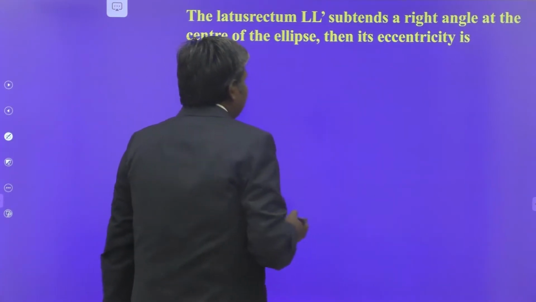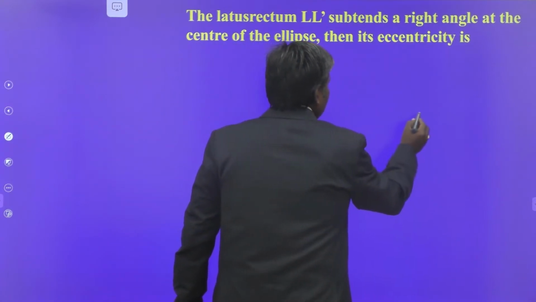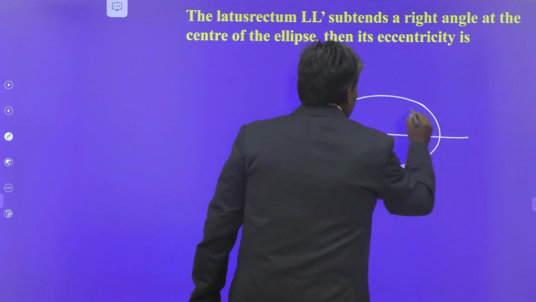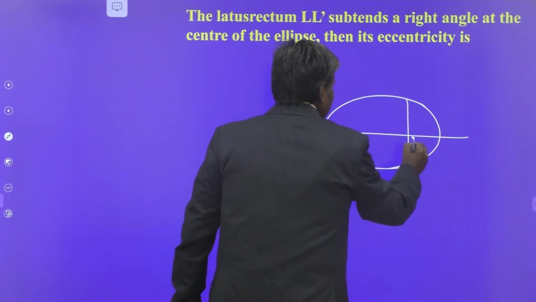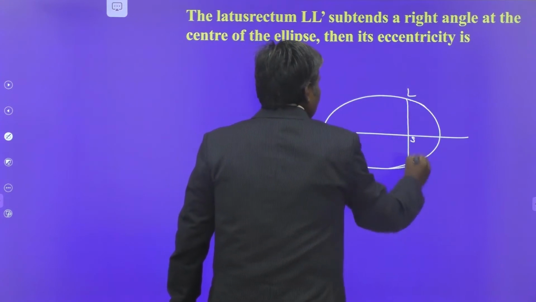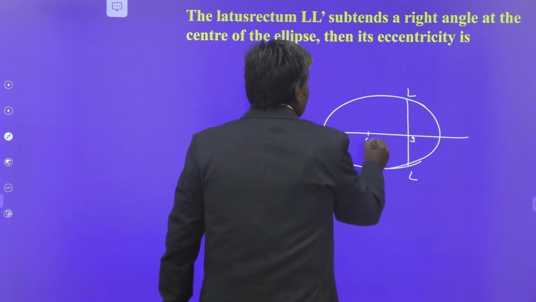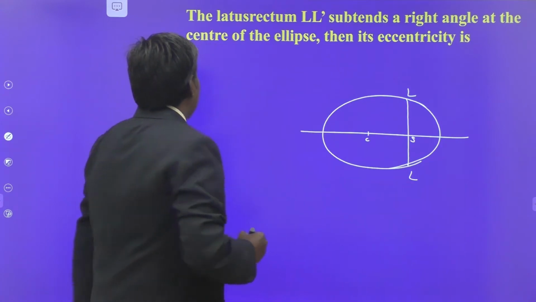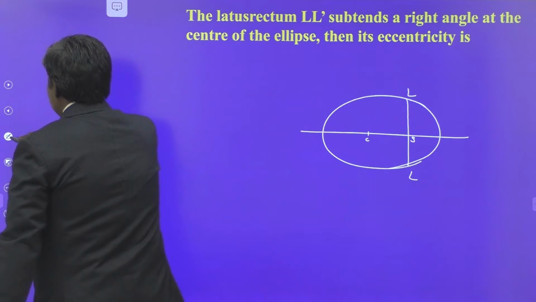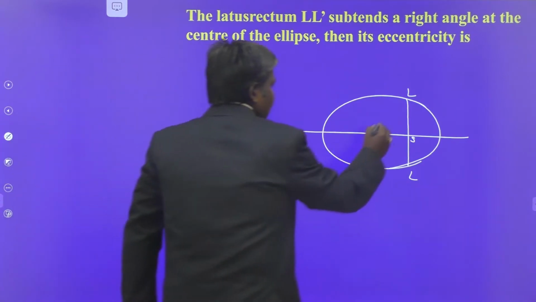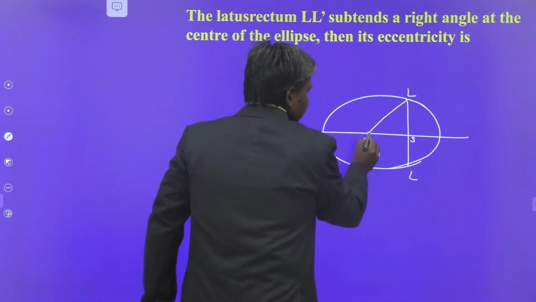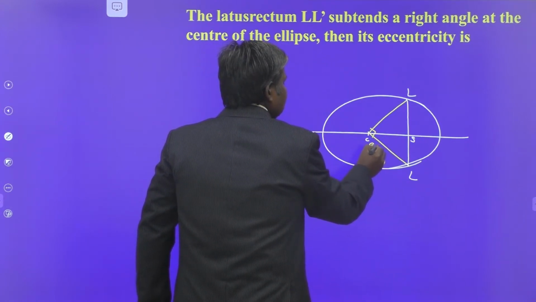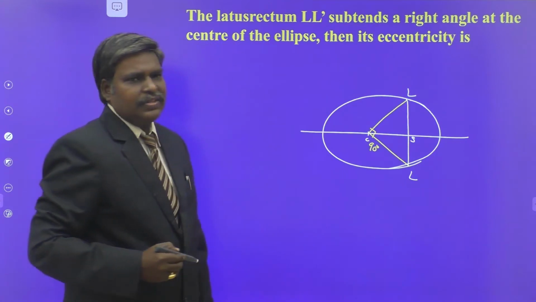Latus rectum means the focal chord perpendicular to the major axis of the ellipse. This is your latus rectum LL dash, this is the focus, and this is the center of the ellipse. It subtends a right angle at the center, that means the angle subtended at the center is 90 degrees. We have to find the eccentricity of the ellipse.